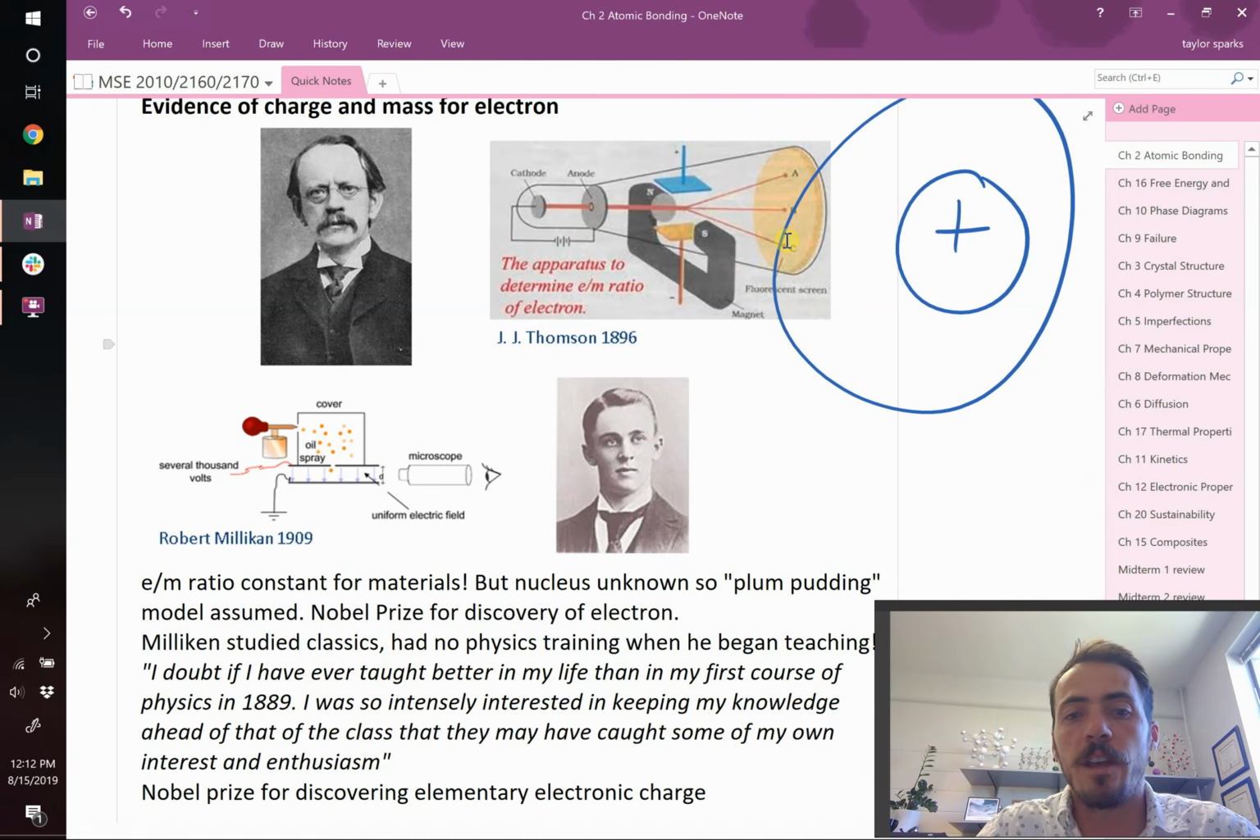And in the early days, they had this sort of plum pudding model, right? Plum pudding model, where they assumed, kind of incorrectly, that the positive charge wasn't at a single point, but rather that it was sort of dispersed throughout. We'll learn that that's wrong, right?